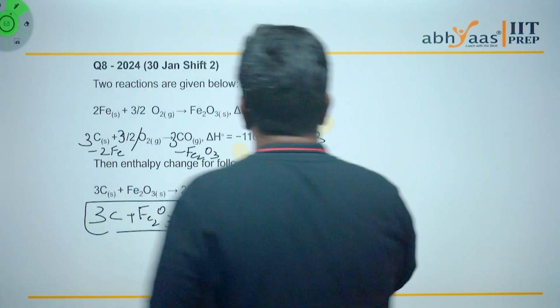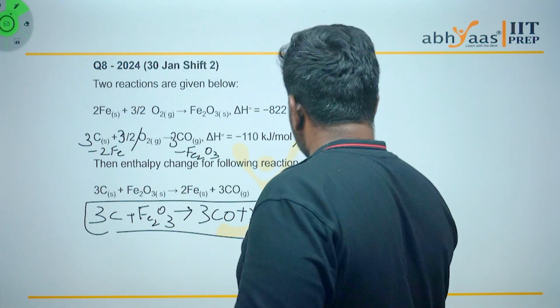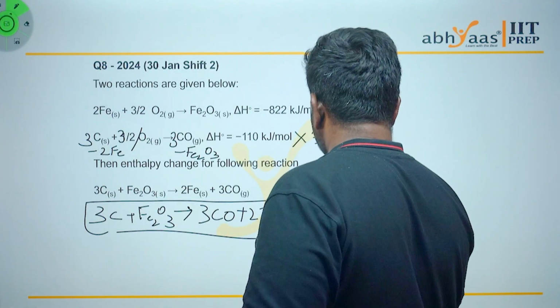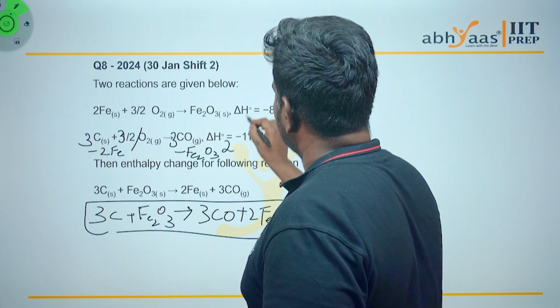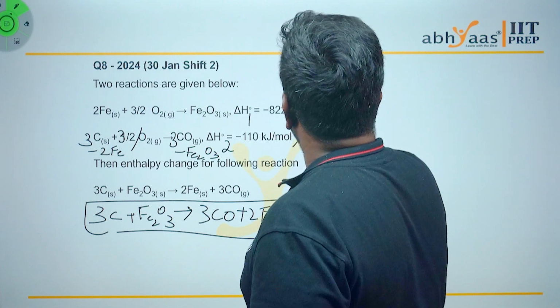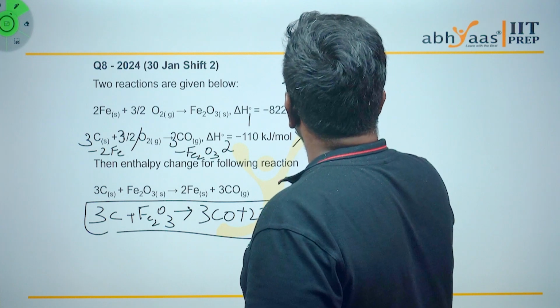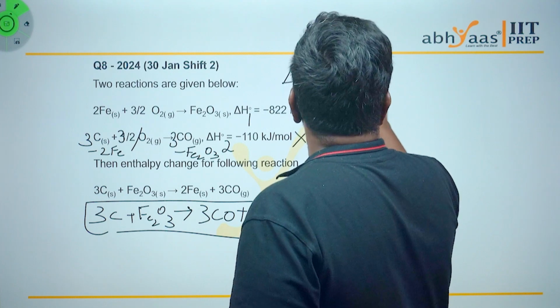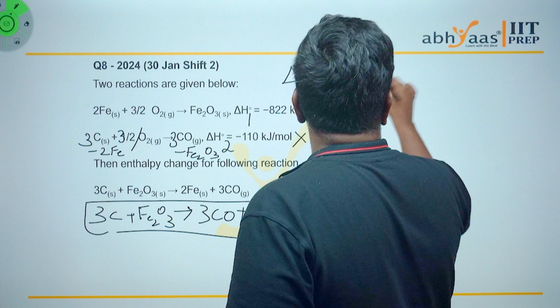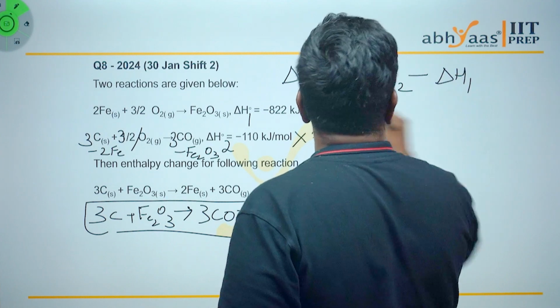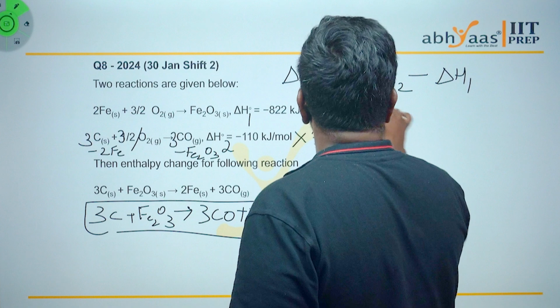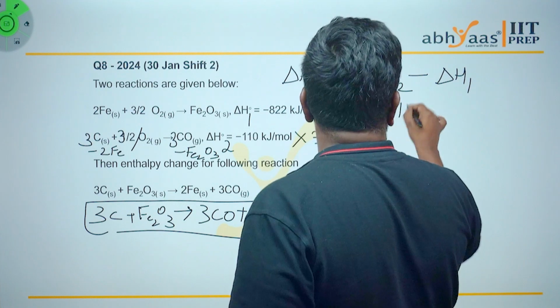So I can give a relation here. I am putting the third delta H as delta H3. This one has delta H2 and this has delta H1. So I can write a relation: delta H3 equal to 3 into delta H2 minus delta H1. So what is that? 3 into delta H2. What is delta H2? Minus 110.